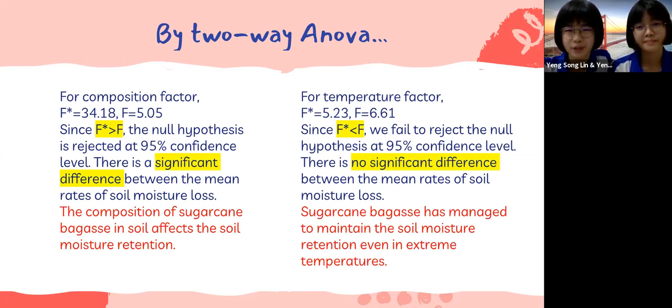However, for the temperature factor, there was no significant difference between the mean rates of soil moisture loss. This tells us that under normal and extreme conditions, the soil moisture retained did not differ significantly. This tells us that sugarcane bagasse has managed to retain the soil moisture even under extreme temperatures.